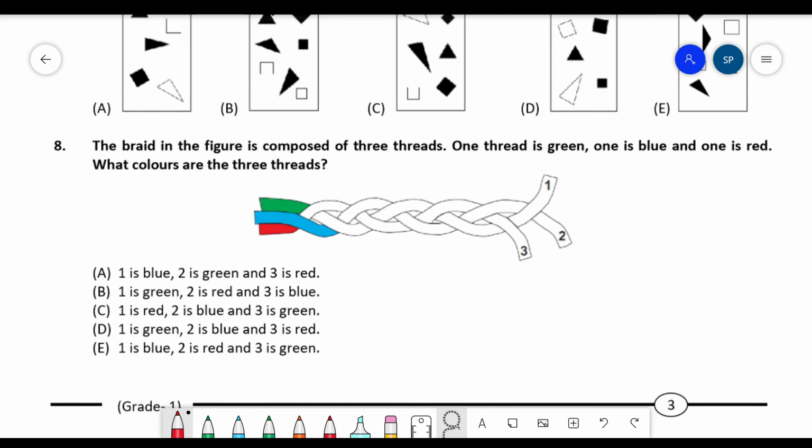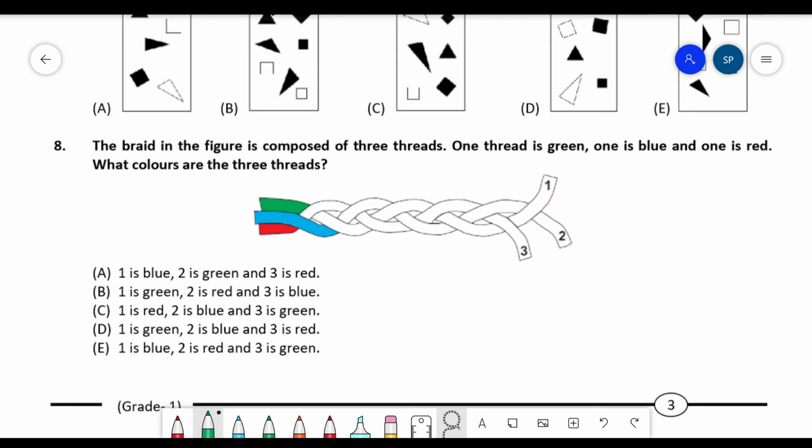8. The braid in the figure is composed of 3 threads. 1 thread is green, 1 is blue, and 1 is red. What colors are the 3 threads? Okay, so they've given us these numbers 1, 2, and 3, and they want us to follow these lines of the braid and see which is which. So let's start off with green, the top one.